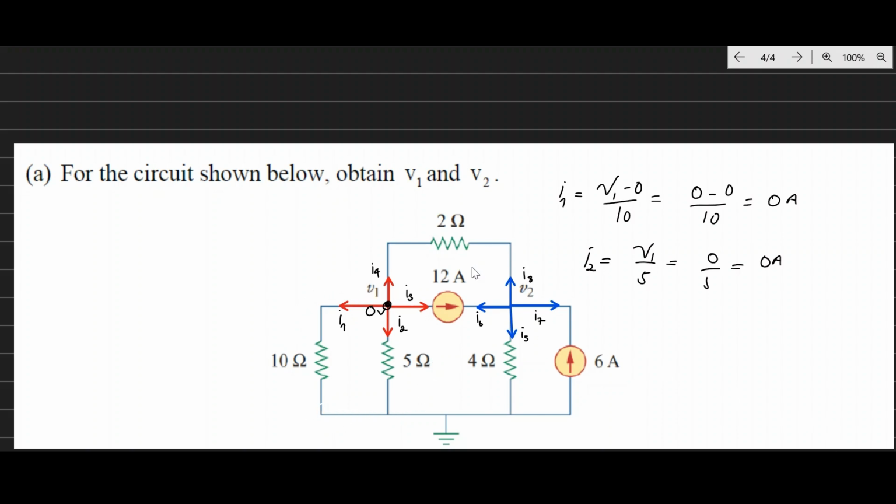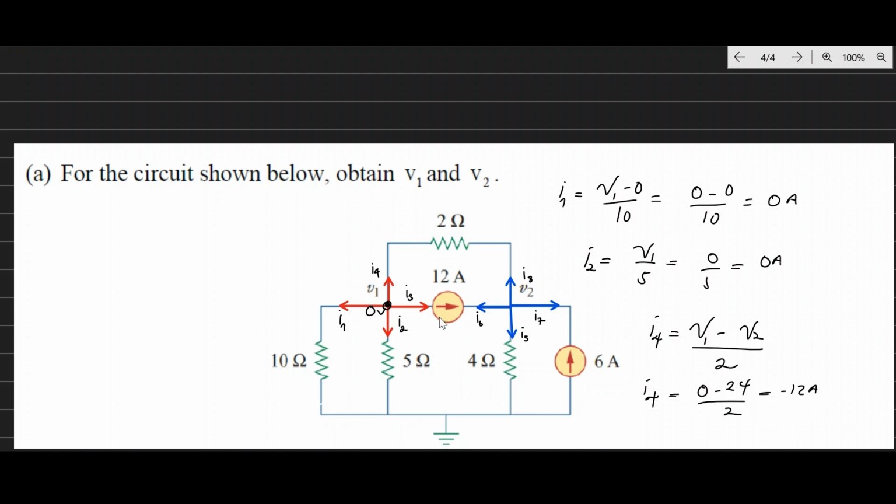And then what about I3? We already know it is 12 amps. What about I4? We said I4 is equal to what? V1 minus V2, divided by what? 2 ohms, right? So I4 is equal to V1 is 0, V2 is 24, divided by 2. This is negative 24, negative 12 amps.